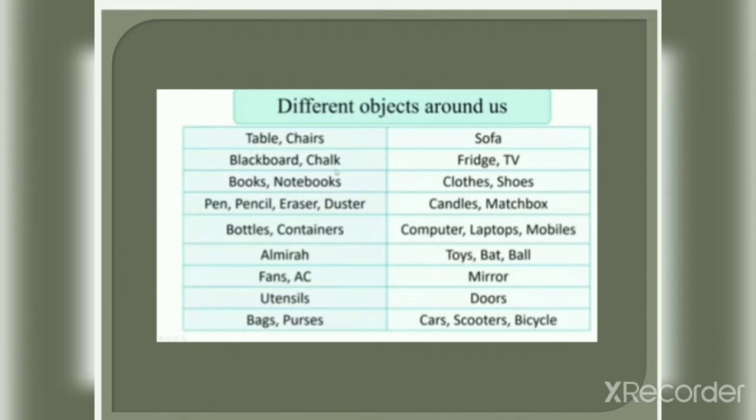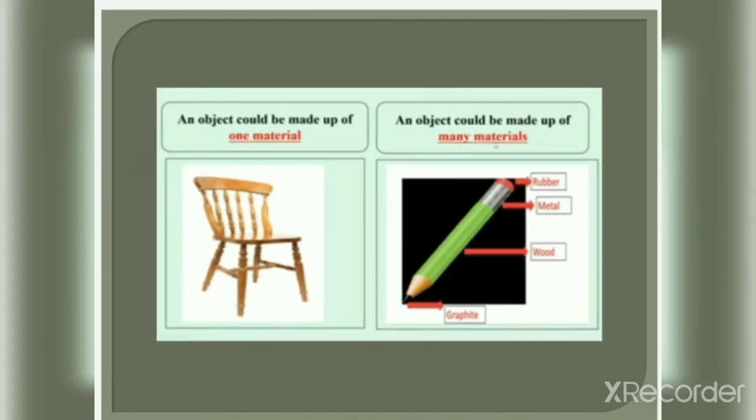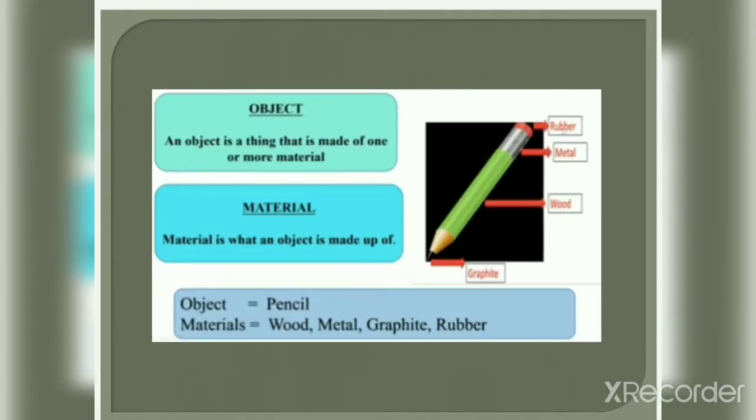Now I have already told you that an object could be made up of only one material, or it could be made up of many materials. So let's take an example. Here we can see a wooden chair which is made up of just one material, that is wood. On the other side you can see a pencil which is made up of many materials: rubber, metal, wood and graphite. So now I hope that you have completely understood the difference between object and materials.